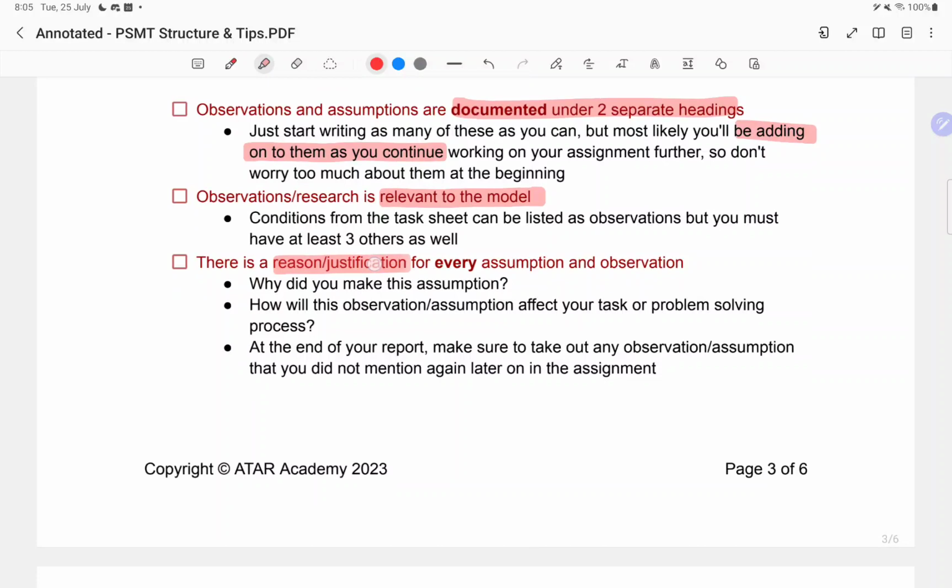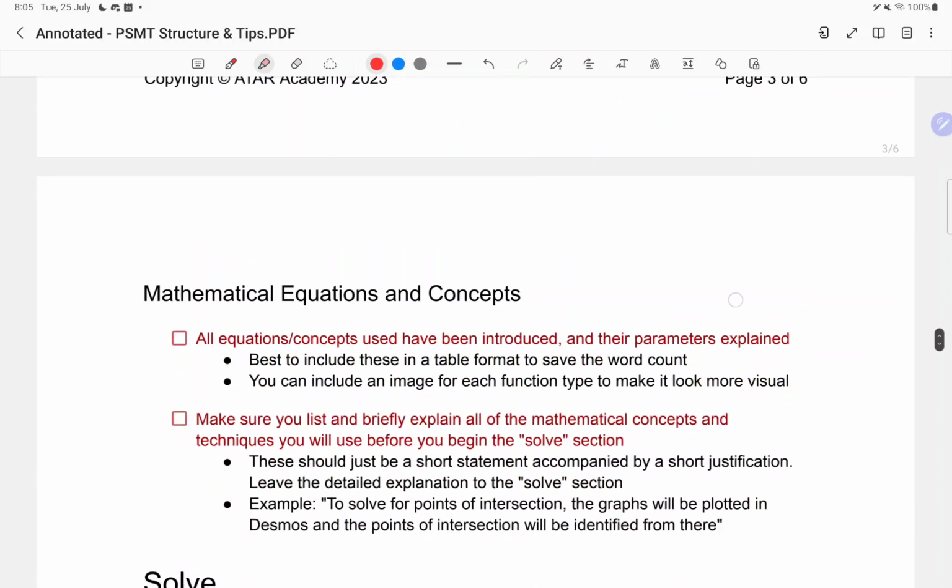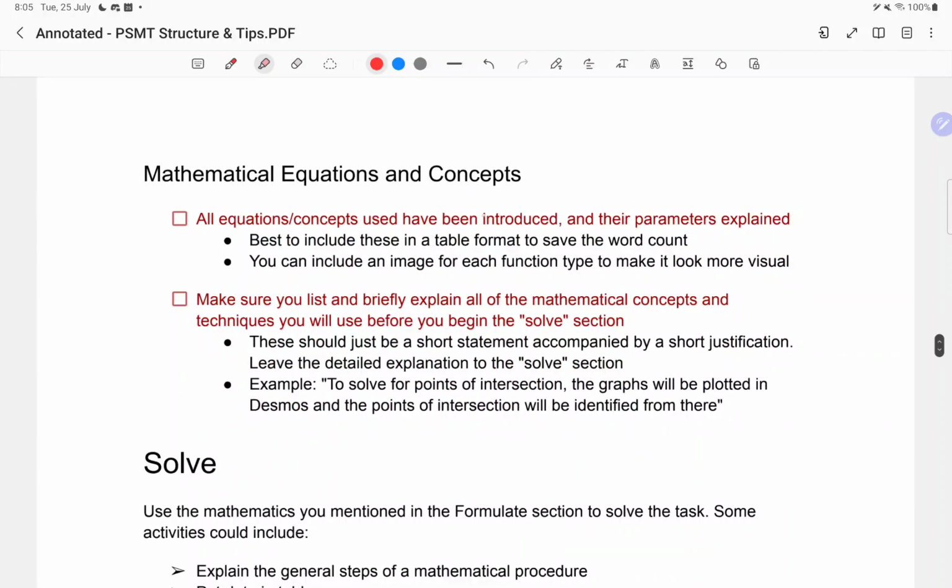Okay, so yeah, reason, justification. I went through that earlier. Concepts. Yep, introduce and explain the parameters. What I said earlier, right? M is the gradient, C is the y-intercept. For you, it would be like the z value is whatever, and then the mu h is whatever. And for our school, they write the z value as T alpha, and for a two-tailed test they write it as T alpha over 2.